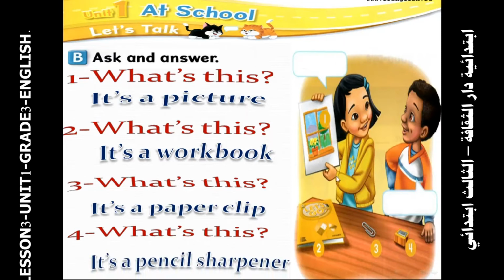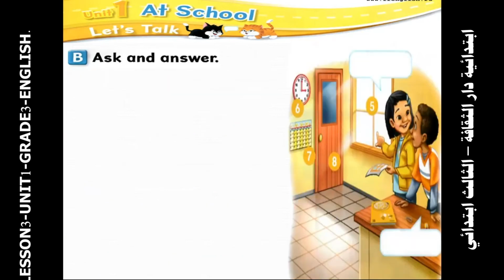because these things are near from us. But in that picture, these things are far from us. We use that in the question. A window, a clock, a calendar, and a door.